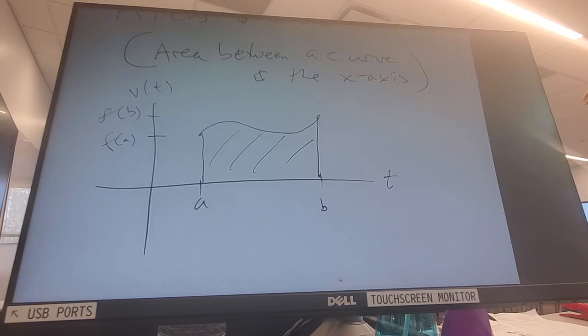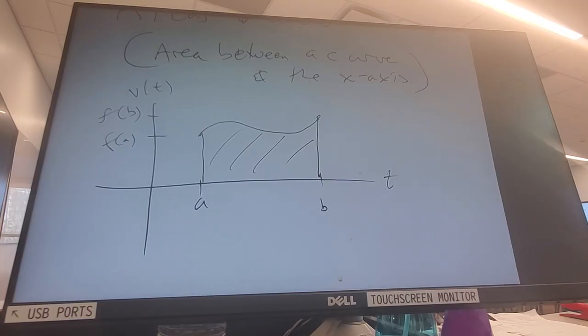I don't have a geometric way to get that area. Because I don't have a formula for it. It's a constantly changing height throughout. You with me? We don't have a formula for that. Okay. So, how do we do this?